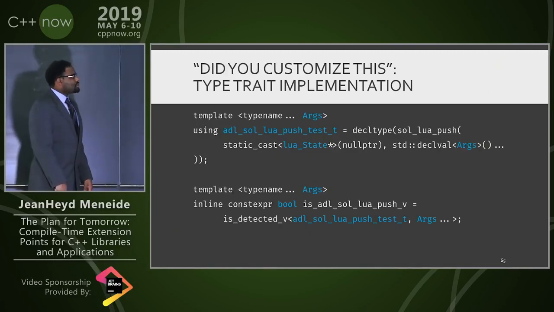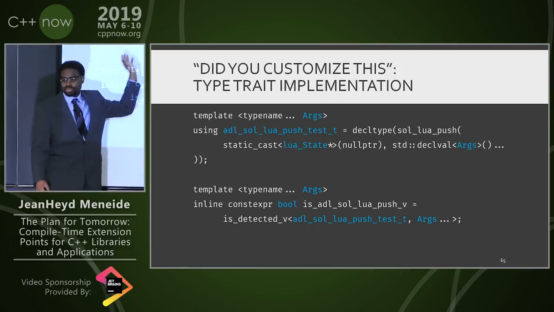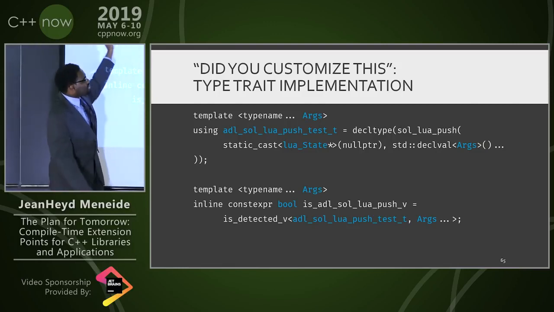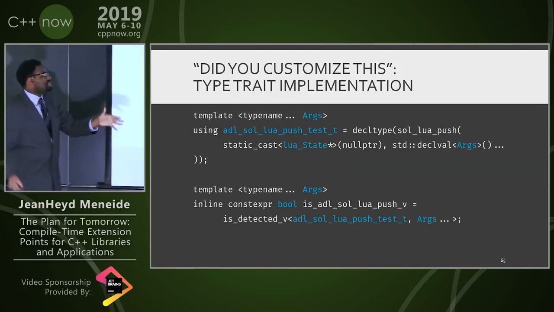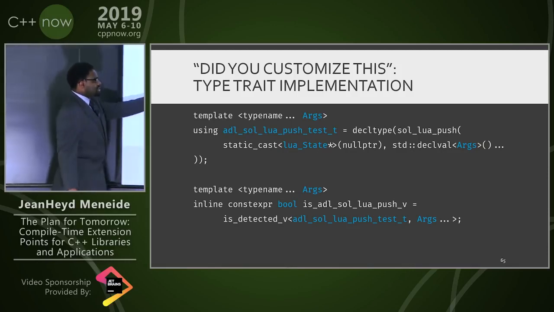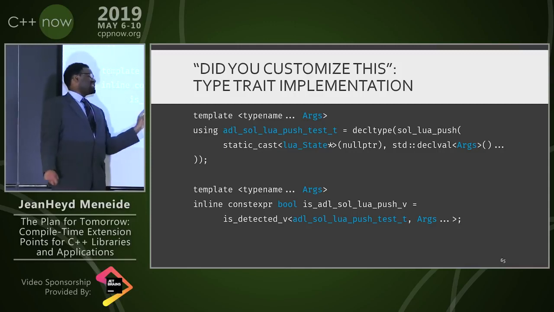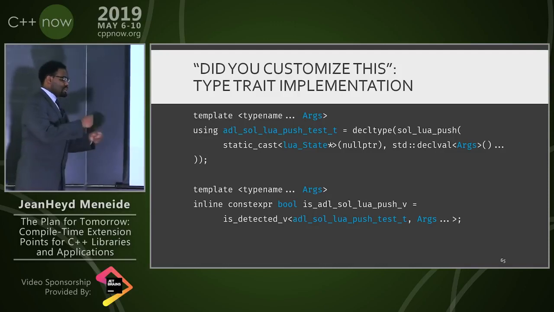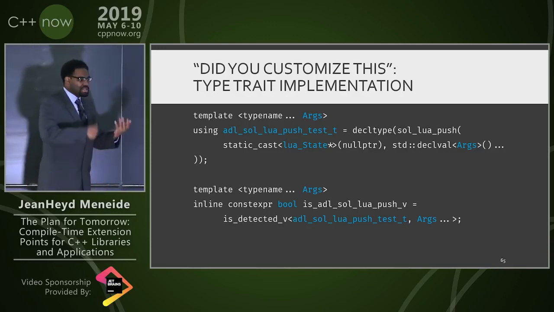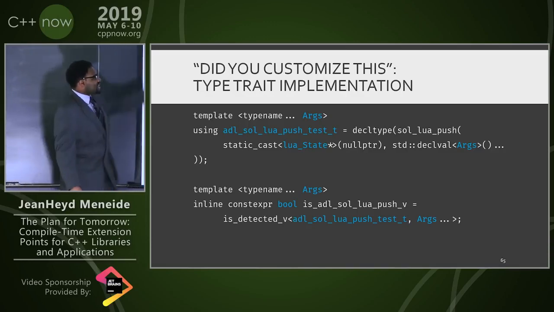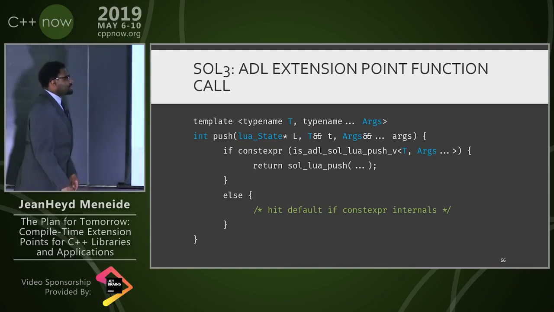So the way we implement this is that we have a type trait that says, can I call sol lua push or sol lua check or sol lua whatever with these types? We use decltype here, and then we use declval and static_cast of lua state null pointer, so that we have strongly typed arguments, and then we pass them all in and see if it works. Then we have this inline constexpr bool that says, for the arguments you gave me, is this the right thing? And we use this is_detected_v, which is an idiom for passing in a test meta function plus some arguments that are supposed to go into that function, and it gives you the yes or no whether or not it's true. So this is the test function, this is the is_detected, and we're passing it the test function and the arguments that come from elsewhere.